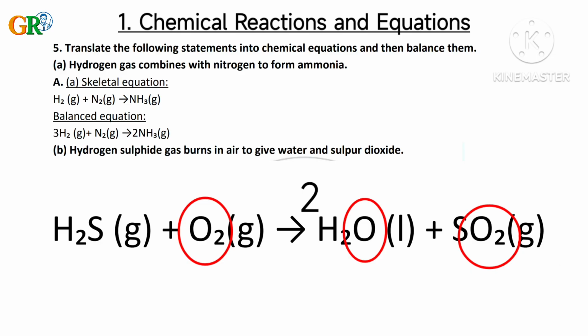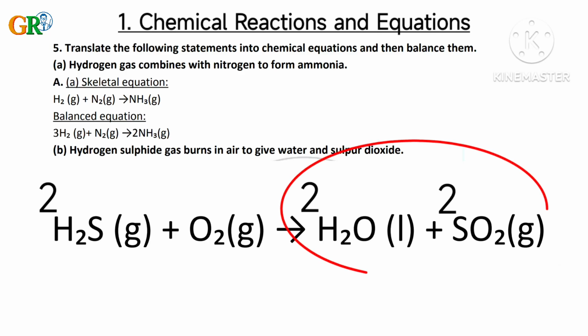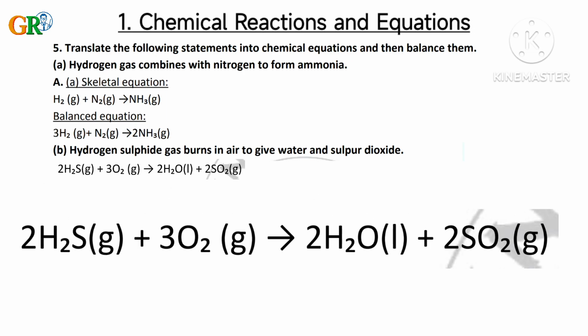If we write 2 as the coefficient for H2O, we should write 2 as the coefficient for H2S on the left hand side. Then the number of sulfur atoms on the left hand side is 2. So we should write 2 as the coefficient for sulfur dioxide on the right hand side. Now the oxygen atoms on the right hand side are 2 plus 2 times 2, which is 4, total 6. But on the left hand side we have only 2 oxygen atoms. So take 3 as the coefficient for O2 on the left hand side. Now the chemical equation is balanced. The balanced chemical equation is 2H2S plus 3O2 gives rise to 2H2O plus 2SO2.